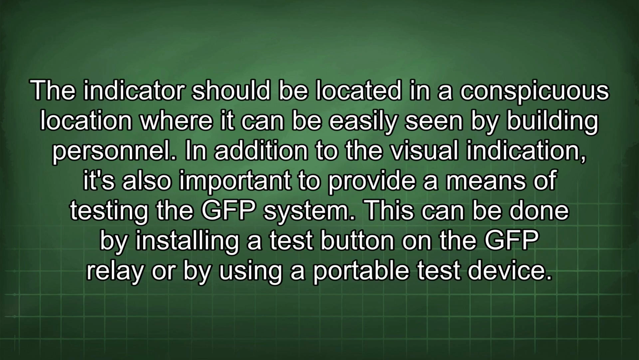The indicator should be located in a conspicuous location where it can be easily seen by building personnel. In addition to the visual indication, it's also important to provide a means of testing the GFP system. This can be done by installing a test button on the GFP relay or by using a portable test device.